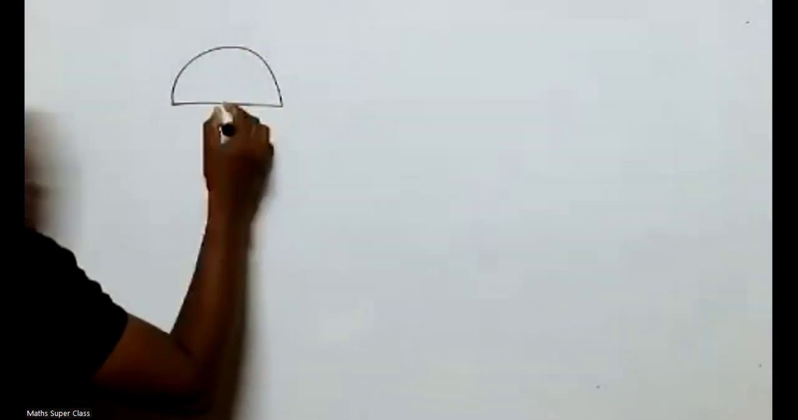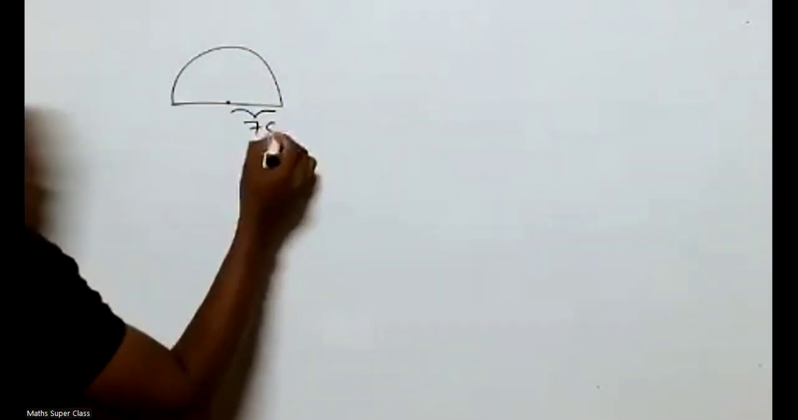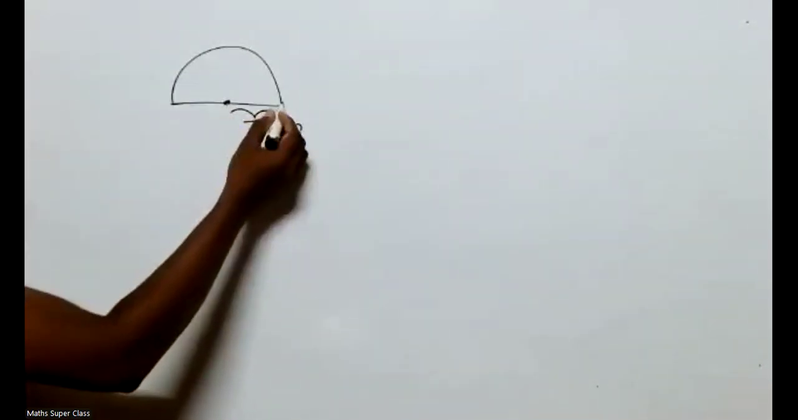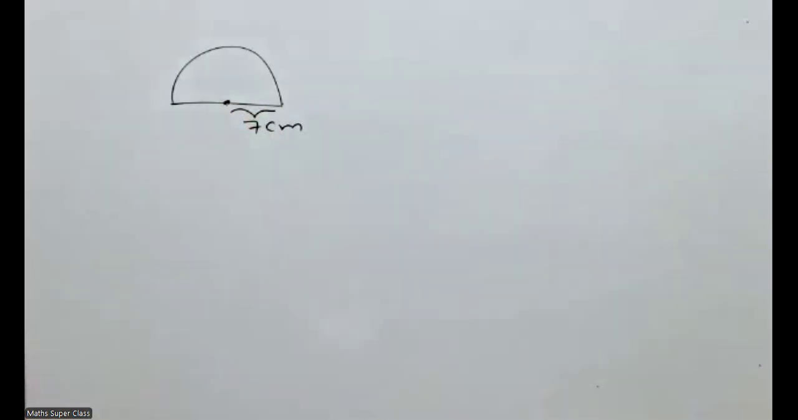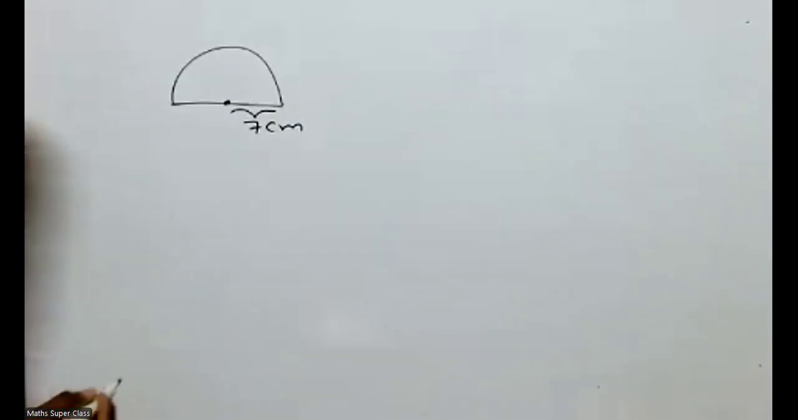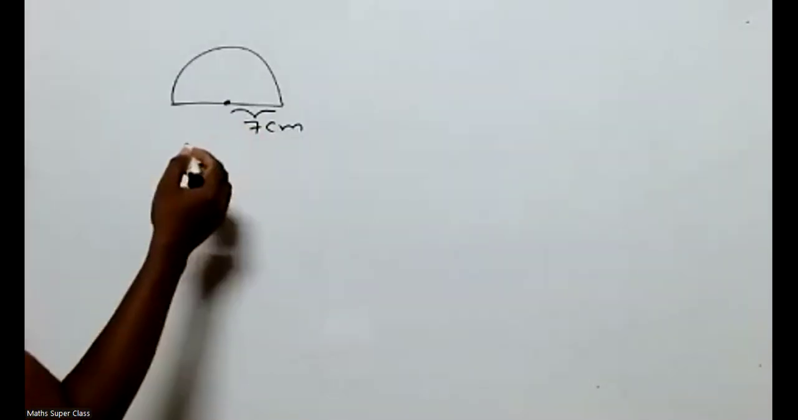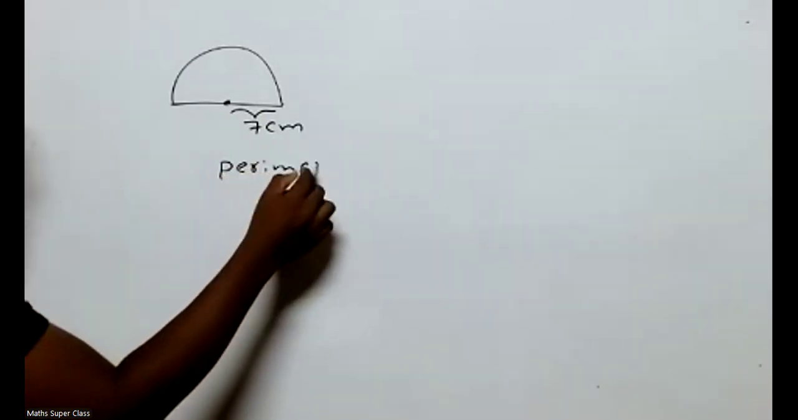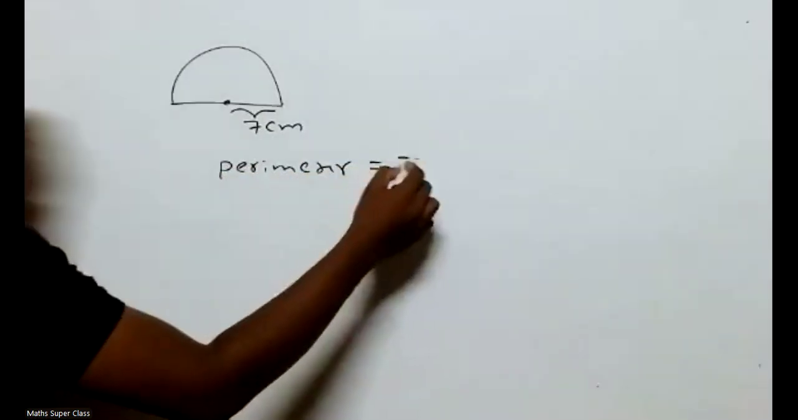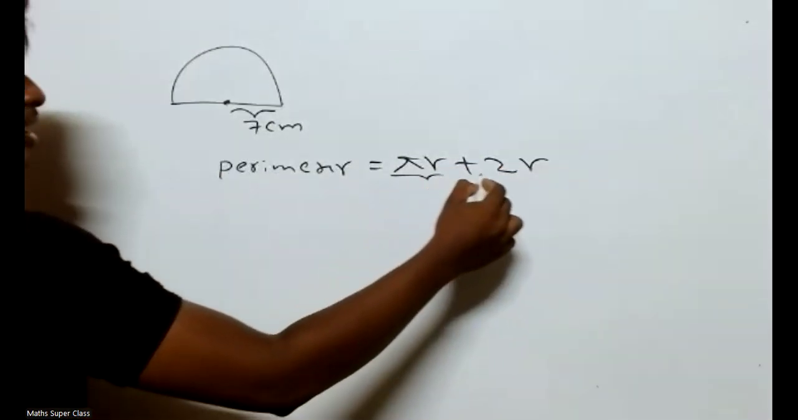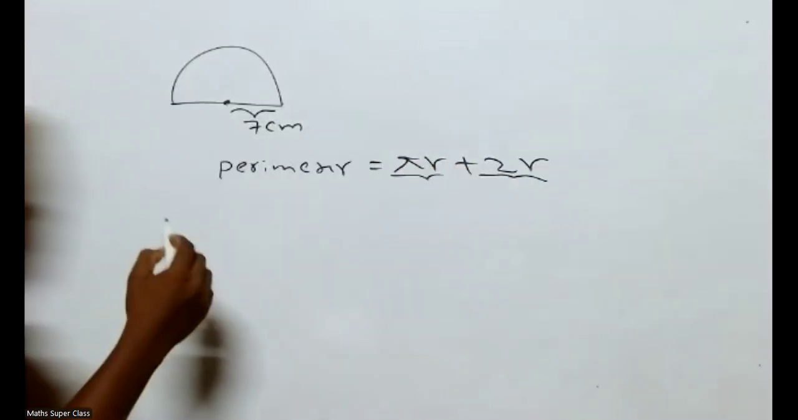Now we are going to find the perimeter of this semicircle. The radius is 7 centimeters. From the center to the circumference, this is the radius. So what to do? We have to find out the perimeter, which equals pi r plus 2r. We have to find this one and this one, then add these together.